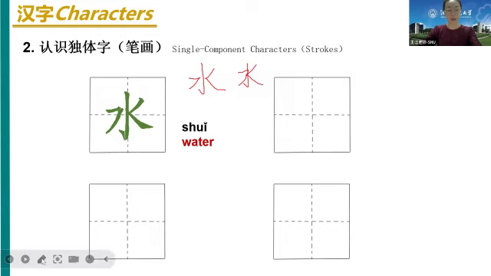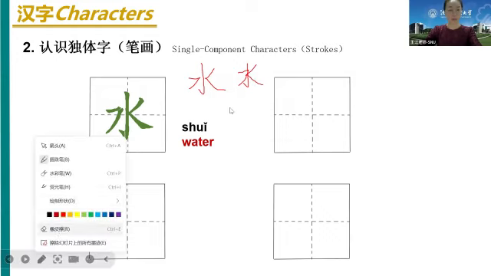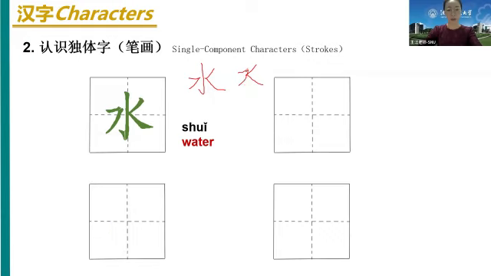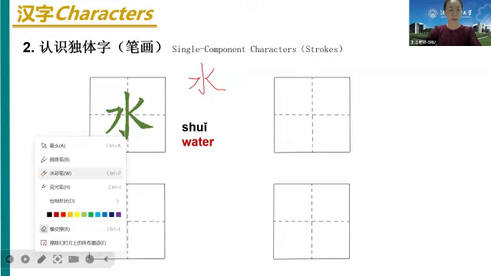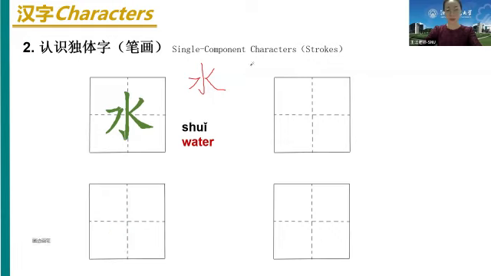I didn't write it very well. It is not easy to write on the screen. Okay, so please write it again. Vertical hook, then left falling, right falling. Okay, 水. Okay, let's go on to learn another Chinese character.